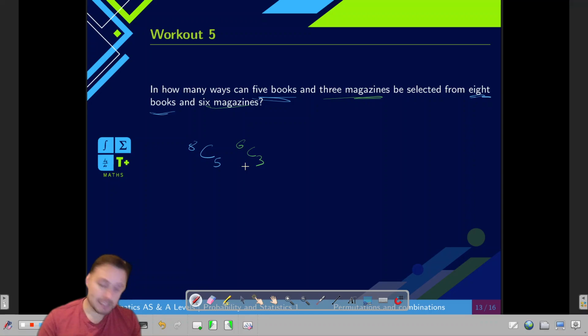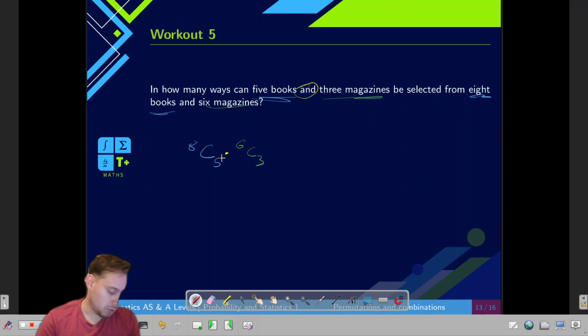Again, something that I mentioned in the previous video that I'm going to emphasize is that the appearance of the word "and" means multiplication. So what are we going to be doing? We're going to be taking 8 combined in 5 and we're going to multiply this times 6 combined in 3. Just as simple as that.